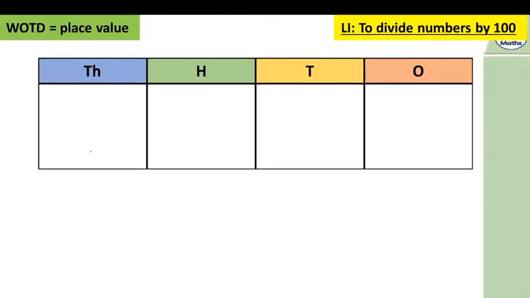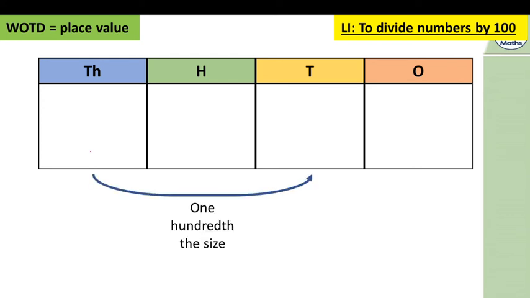How about if we divide? Dividing is the inverse of multiplication. So let's just have a look at dividing. We will see that 1,000 divided by 100 is going to move you over 2 columns to the right. 100 divided by 100: how many hundreds in 100? There is 1. It's going to move over 2 columns.